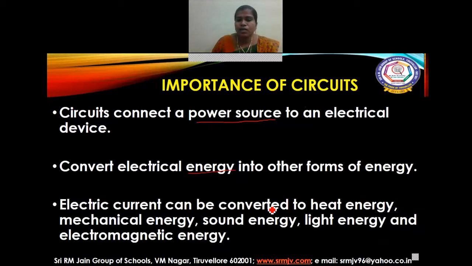For example, heat energy in case of electrical heater, mechanical energy in case of fan, or washing machine, or mixer grinder, sound energy in case of music system, light energy in case of electric bulb, or electromagnetic energy in case of doorbell. So circuits help the devices to convert the electrical energy into different forms of energy.